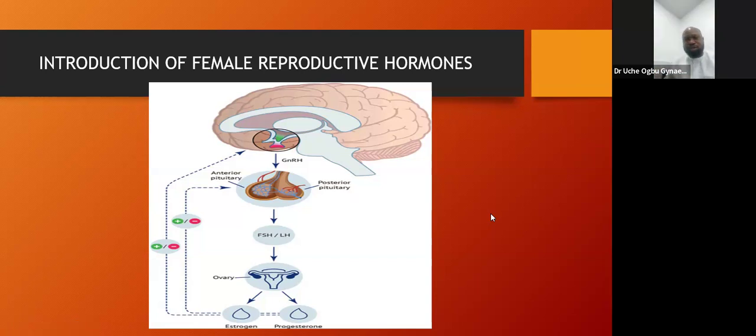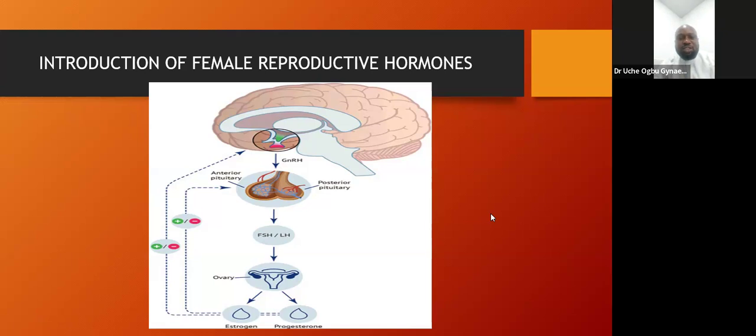The gonadotropin-releasing hormones, if you follow the arrow, would then act on the anterior pituitary gland. The anterior pituitary gland then releases two very important hormones, the follicle-stimulating hormone and the luteinizing hormone, which move to the ovaries. When they act on the ovaries, they help in egg development and hormone production. The two commonest hormones produced in the ovaries are estrogen and progesterone. Any woman of reproductive age also produces testosterone in little quantity.